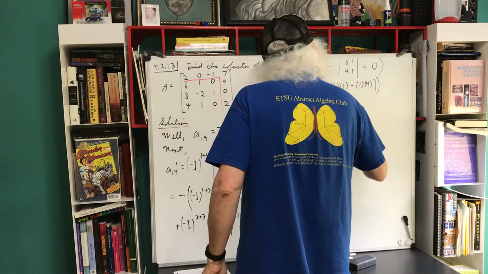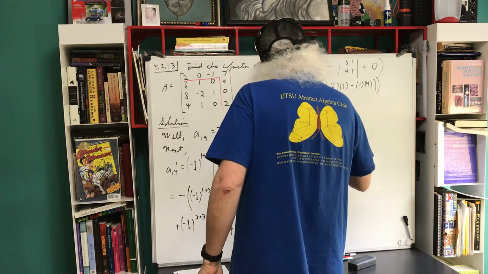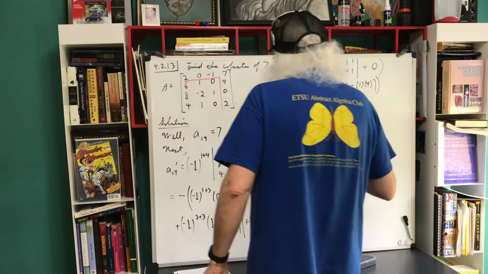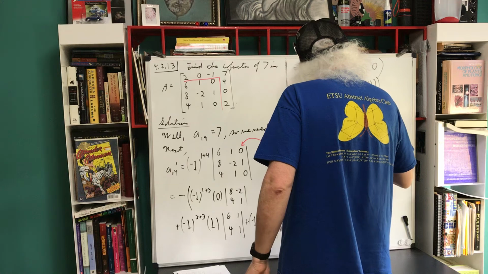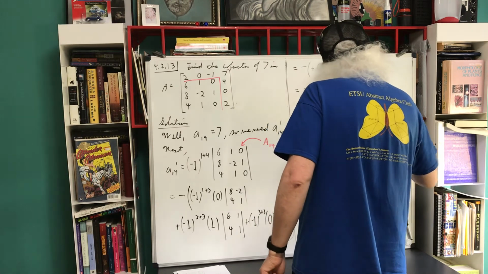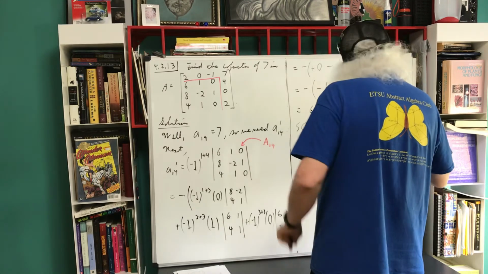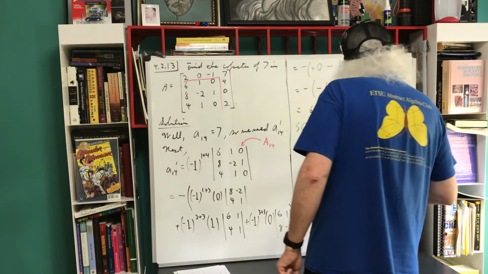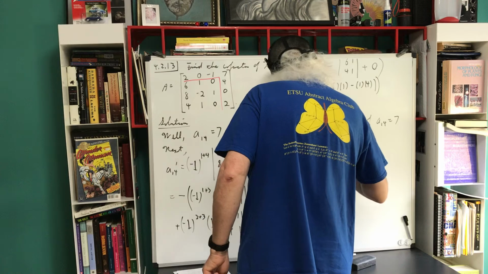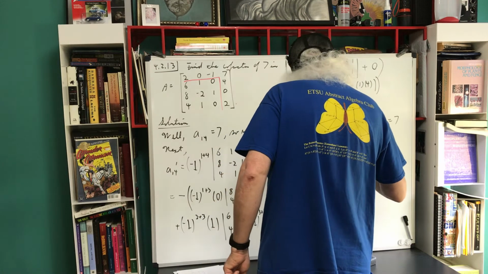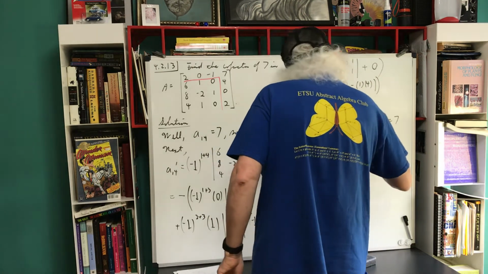Maybe I should express my answer more clearly. So the cofactor of entry 7, where A14 equals 7, is A14 prime equals 2. And that's a little bit cleaner.